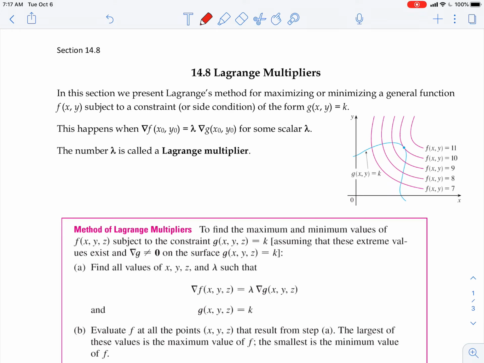multipliers. So again, in this section, we're going to present Lagrange's method for maximizing or minimizing a general function subject to a constraint or side condition of the form g of x, y equals k.